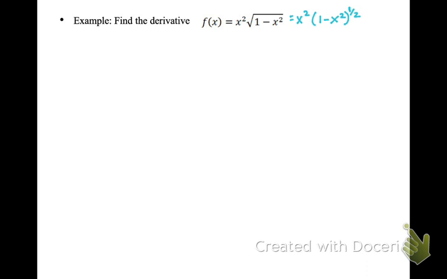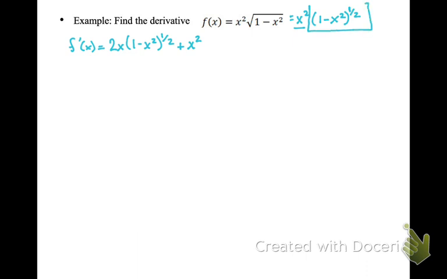So product says derivative of the first times the second plus the first times the derivative of the second, right? So f prime, give yourself plenty of room to write things out. Derivative of x squared is 2x, then just times this (1 minus x squared) to the 1/2, plus the first function, x squared, times the derivative of this.